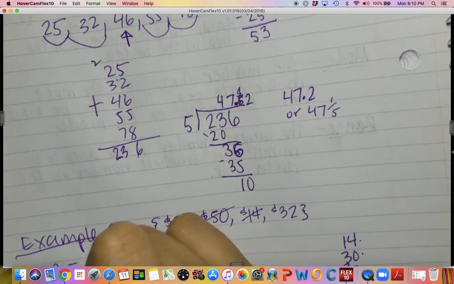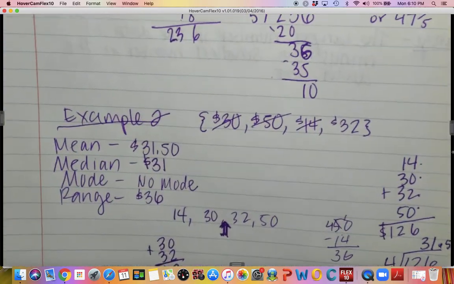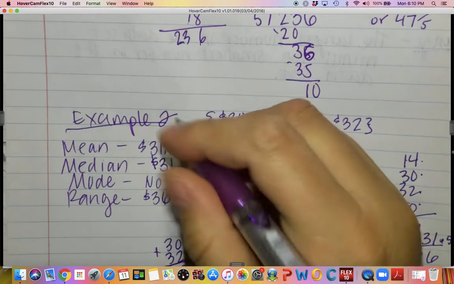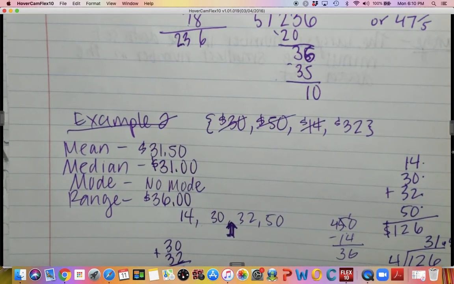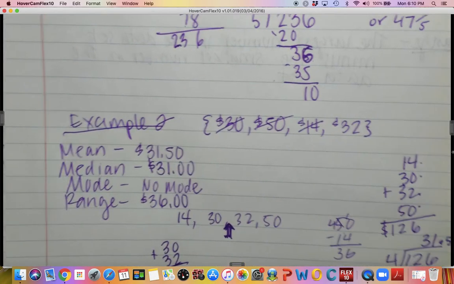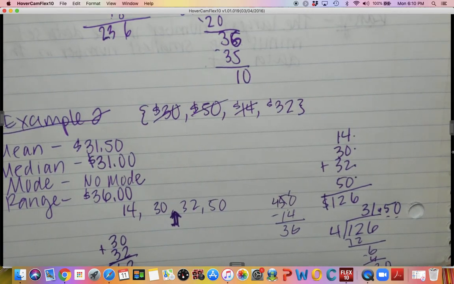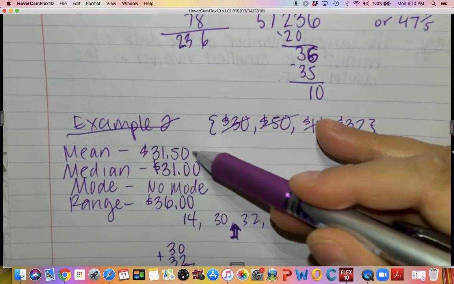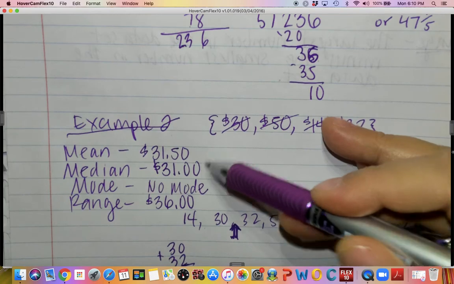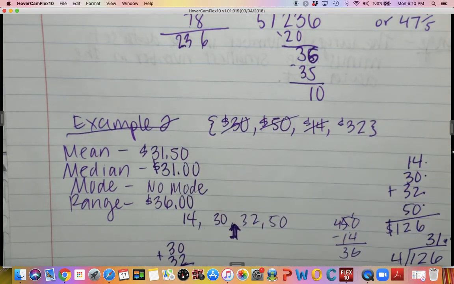So I'm going to go ahead and move that over here. The mean is $31.50. I'll write these as money as well. Don't forget, when we write money, it's to the hundredths place. So my mean and my median are very close. The only difference is 50 cents. The range is much wider. So that's something to consider when we're talking about data.